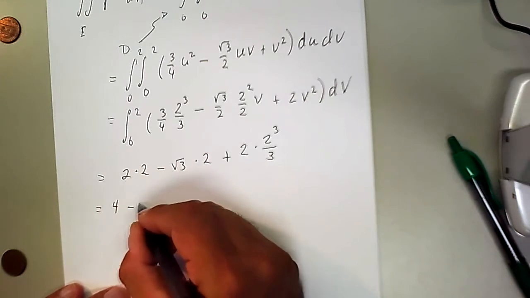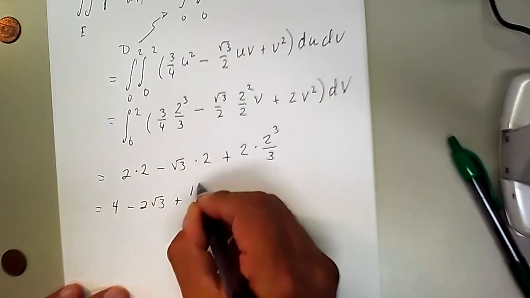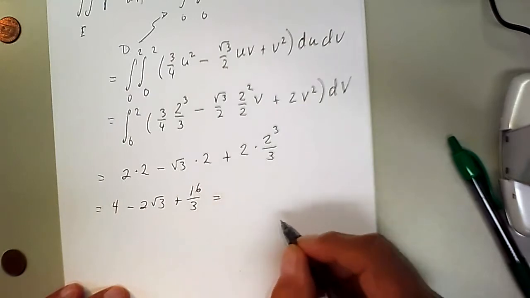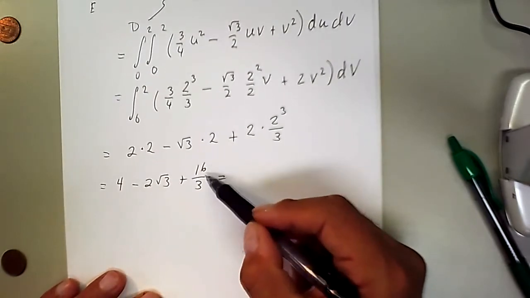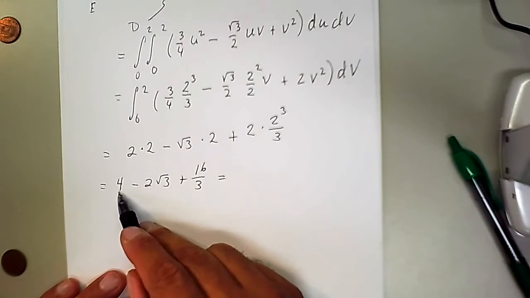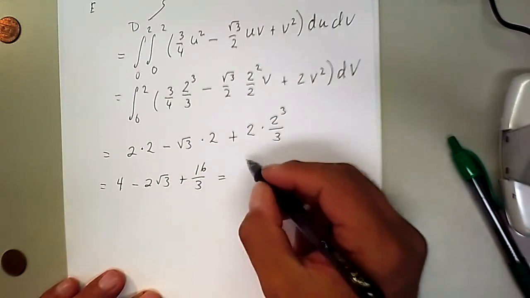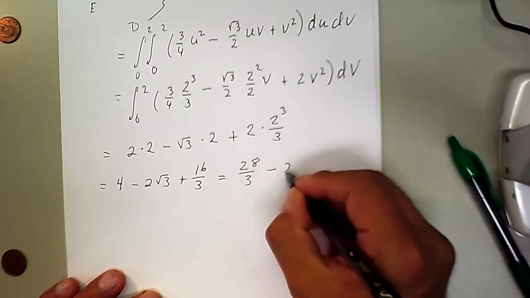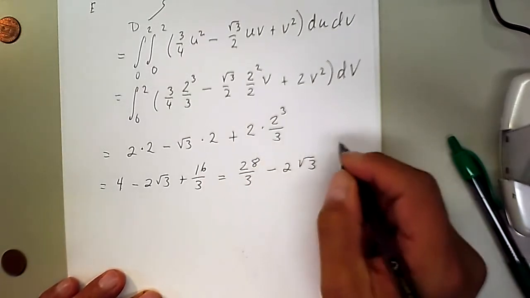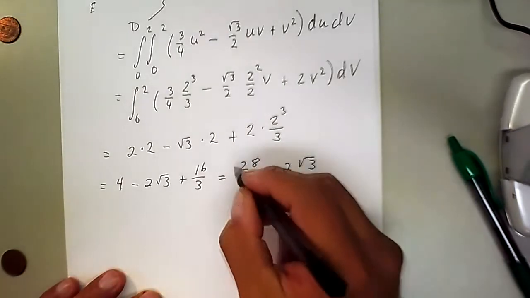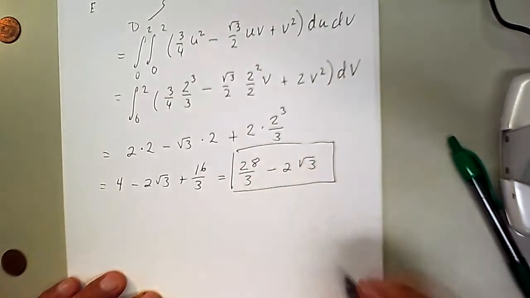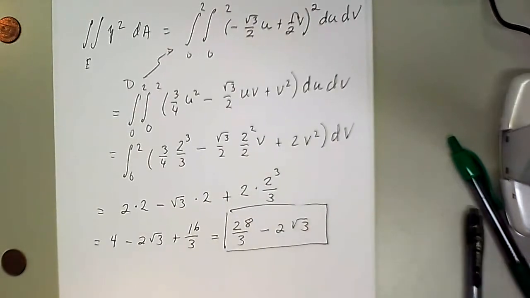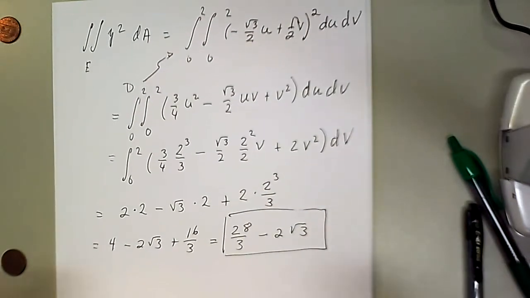All right, let's see: 4 minus 2 root 3 plus 16 over 3. Well, that's 12 over 3 and 16 over 3. That's 28 over 3 minus 2 root 3. That's it. There's not a lot of drama on this problem. Why? Because we changed it.